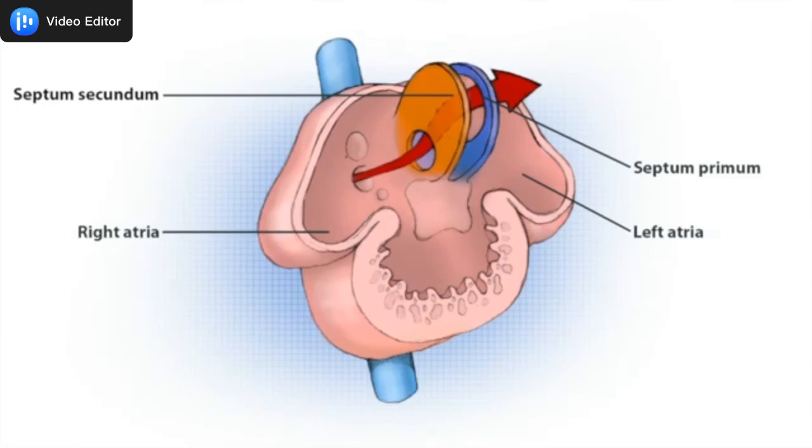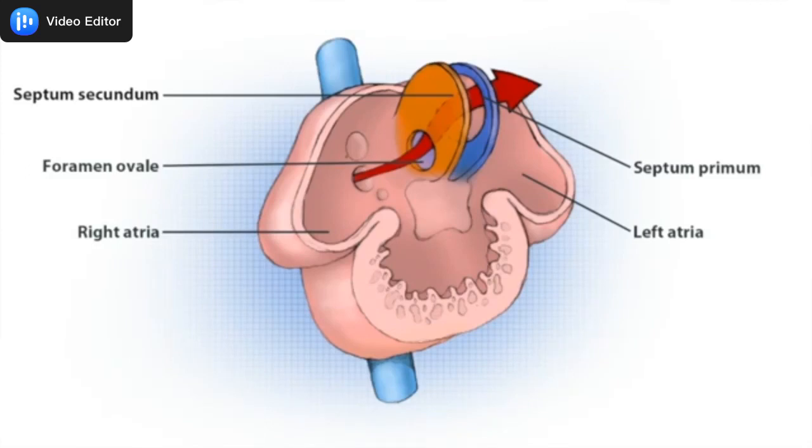The flap moves away from the septum secundum and into the left atrium, allowing blood to pass from the right atrium to the left atrium through the resulting opening in the interatrial wall, which is called the foramen ovale. When the left atrium contracts, blood pushes against the flap, bringing it into contact with the septum secundum, thereby closing the foramen ovale to prevent backflow of blood from the left atrium into the right atrium.